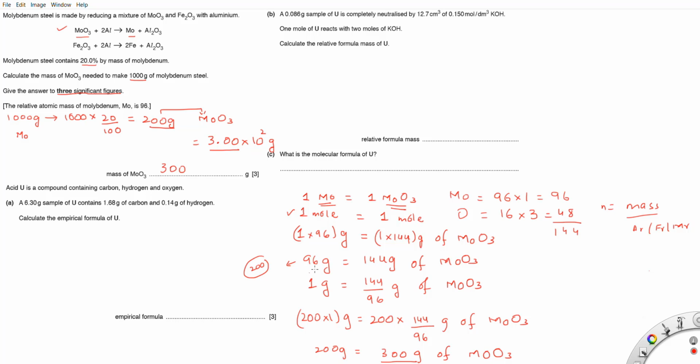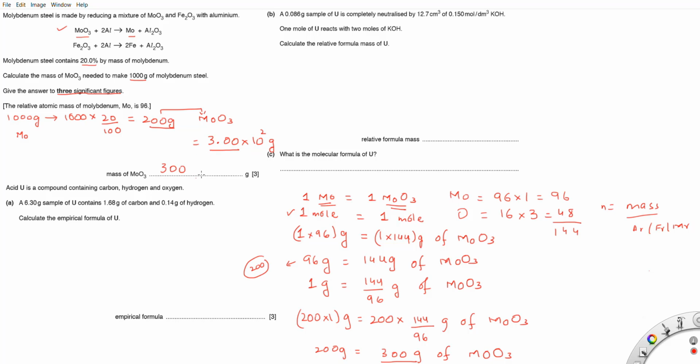So I divided both sides of the equation, left hand side and right hand side, by 96. I get 96 over 96, that is 1. So it becomes 144 over 96. Then I multiplied both sides of the equation by 200. So this is my technique. You may use the ratio method, you may use any method you like to get this answer. And this basically is the mass of molybdenum oxide.